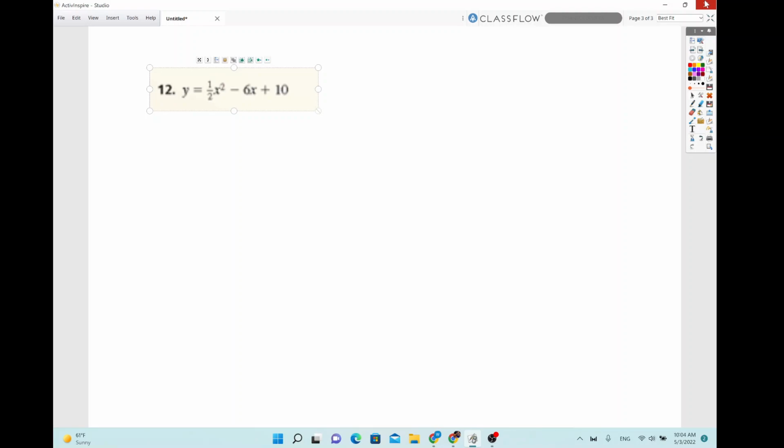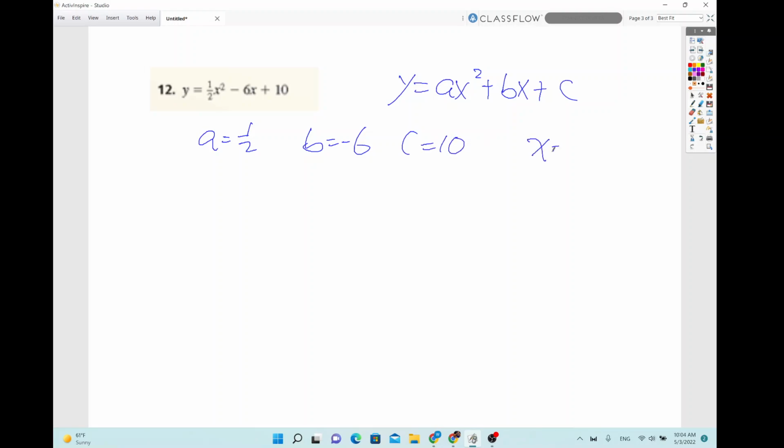So let's start off with the general standard form of a quadratic function. That one is written as y equals ax squared plus bx plus c. Compare and contrast the values: a is 1/2, b is negative 6, and c is 10. Using the vertex formula, negative b over 2a, which is also the line of symmetry formula, x equals negative b, so 6 over 2 times 1/2, which is 6.